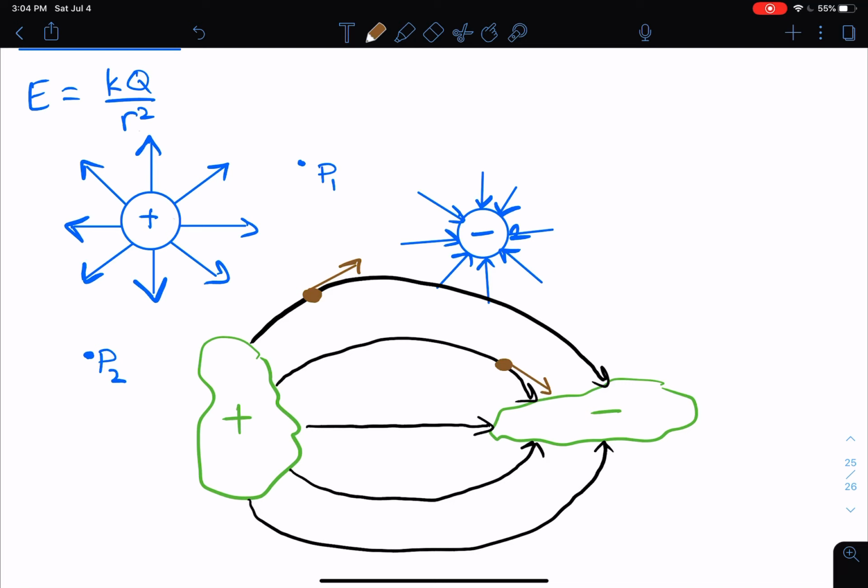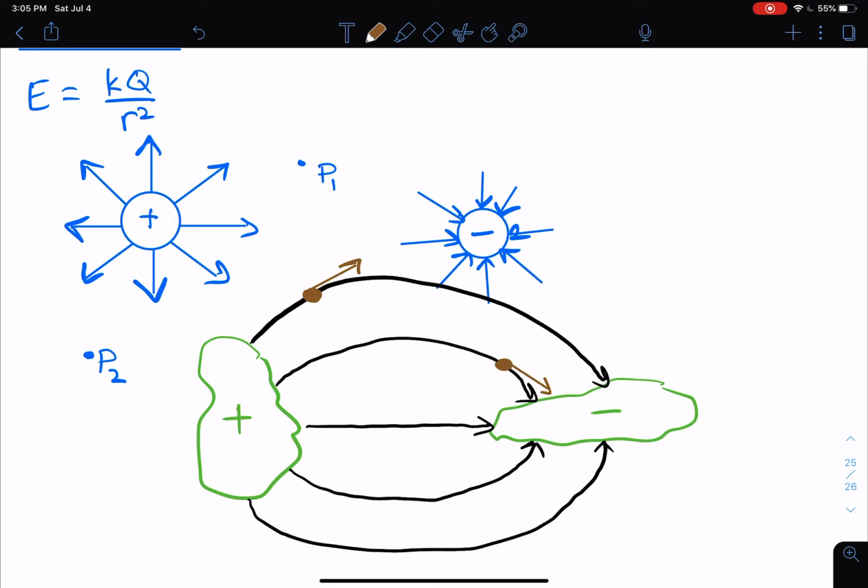These are E field lines. This is giving us an idea of what the direction of these E fields are. But if we want a specific point, we draw the tangent line at that point, and that tells us the direction of the E field at that point. But the key idea here is electric fields go from positive to negative.